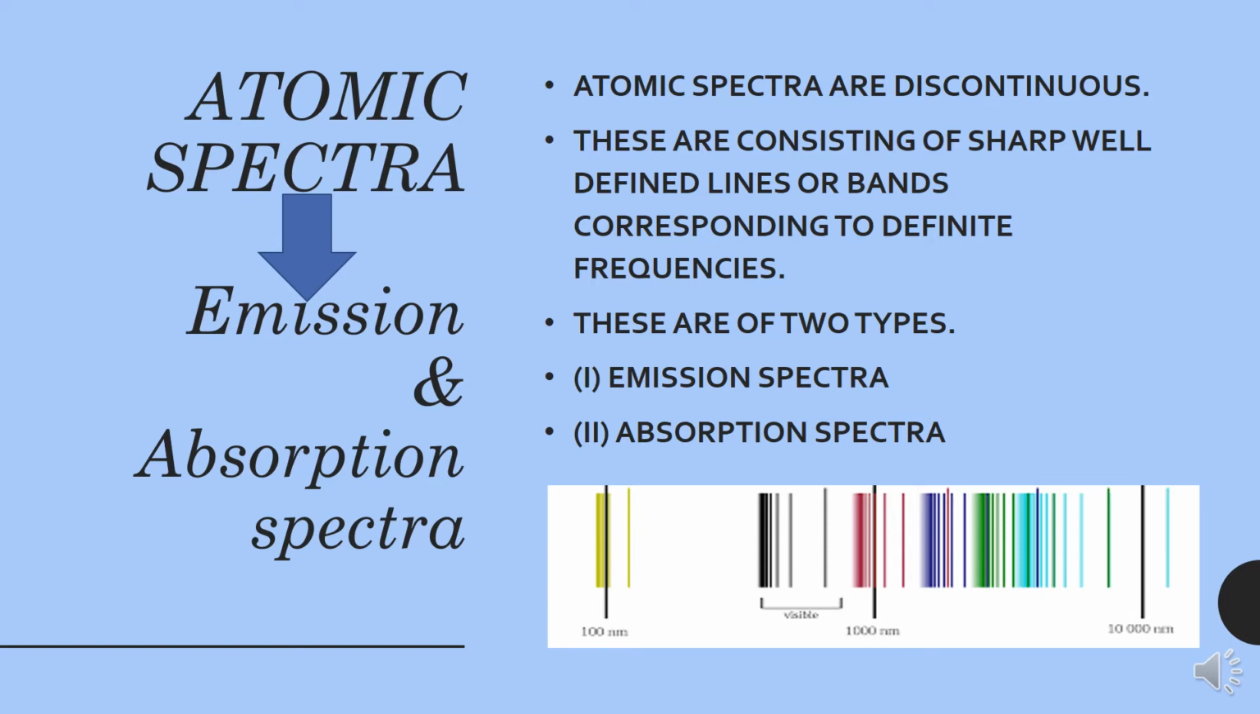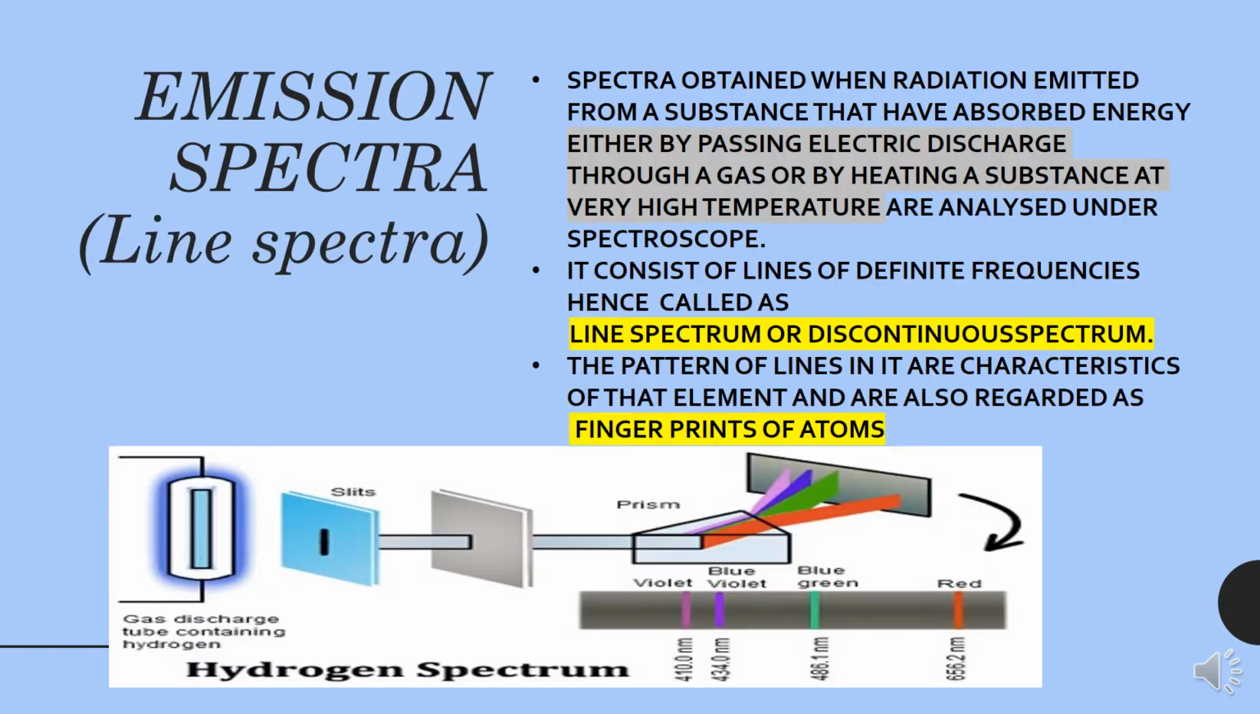And these atomic spectra are of two types, emission and absorption spectra. Let us discuss them in detail. What is an emission spectra?